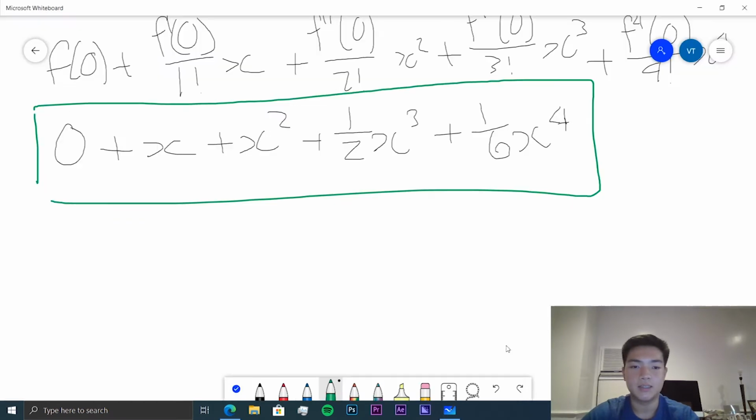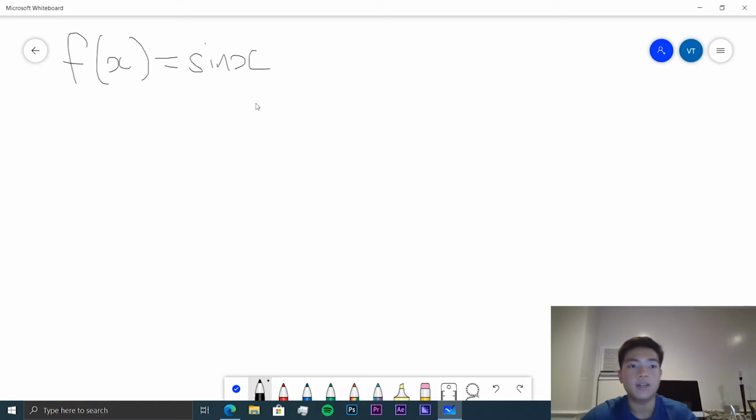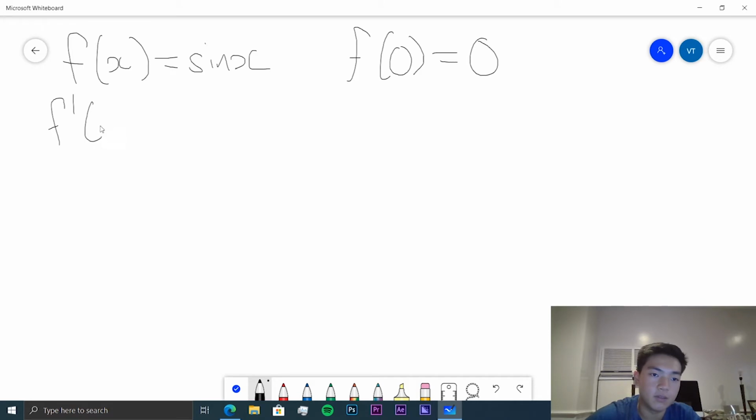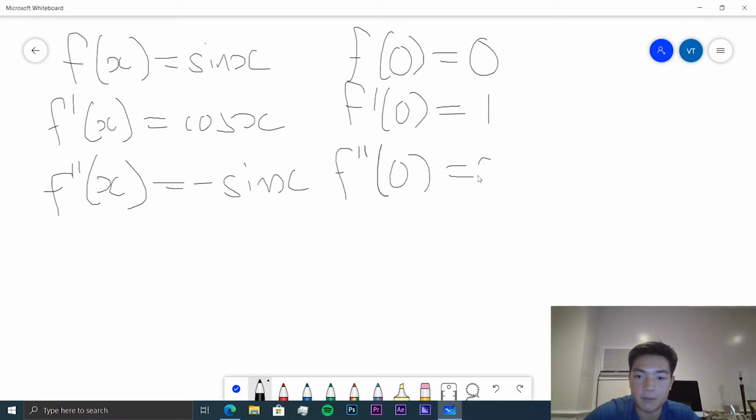Next, let's do the next function. And the next function is we need to approximate sine x. So f of x is equal to sine x. Okay, so f of 0 will of course be equal to 0, and then we get the first derivative, which is equal to cosine x. So the first derivative at 0 will be equal to 1, and then we get the second derivative, which is equal to negative sine x. And so the second derivative at 0 will be equal to 0.